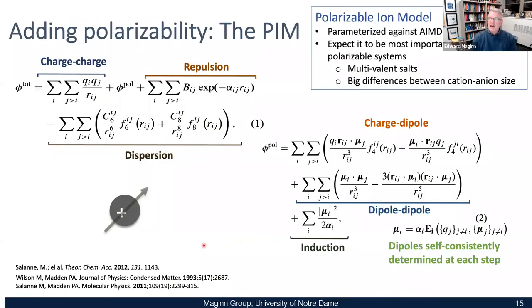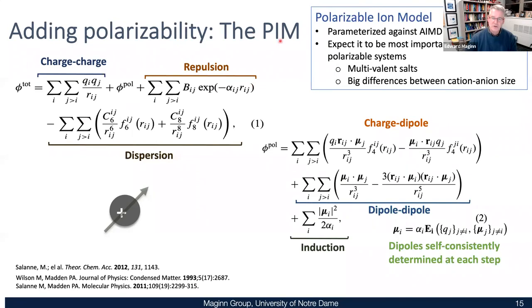And so I'll tell you a little bit about how we do these simulations now. So this is a different model from that simple Tosi-Fumi 1964 potential. We have basically the same structure as that old-fashioned potential where we have a Coulombic charge, a repulsion, and a little fancier dispersion attractive terms. But then we also add a polarization term here that includes charge-dipole, dipole-dipole, and induction terms. That allows you to account for polarizability.